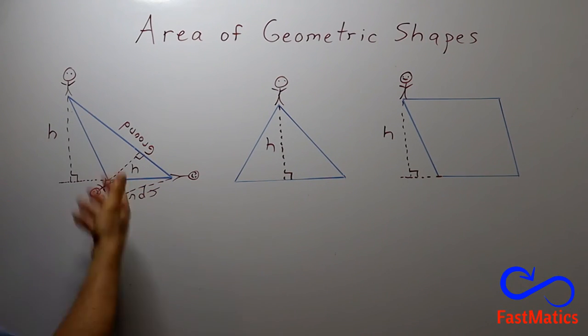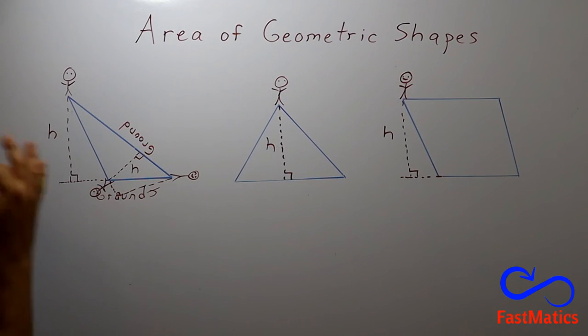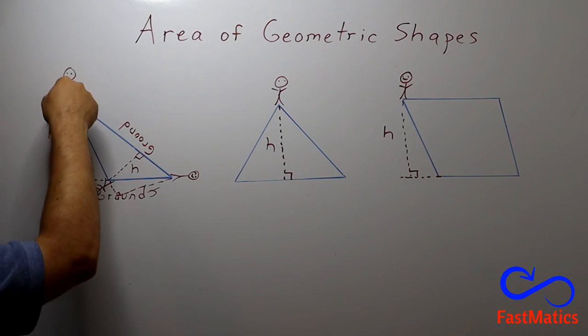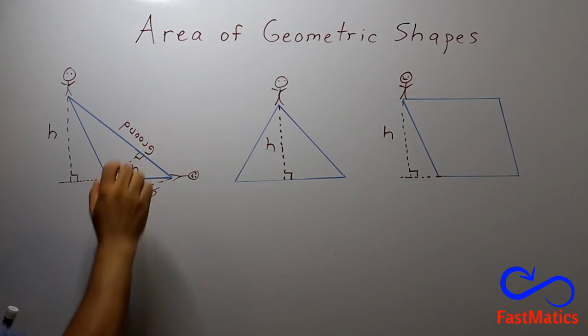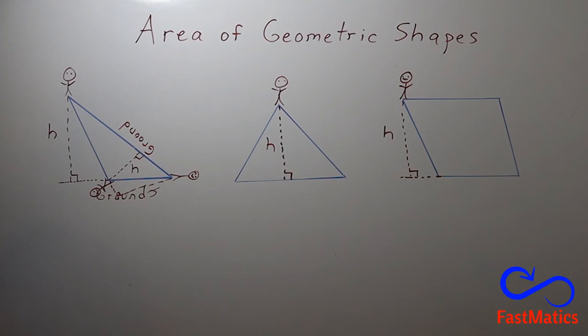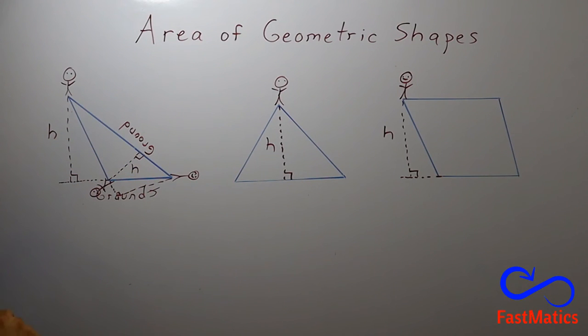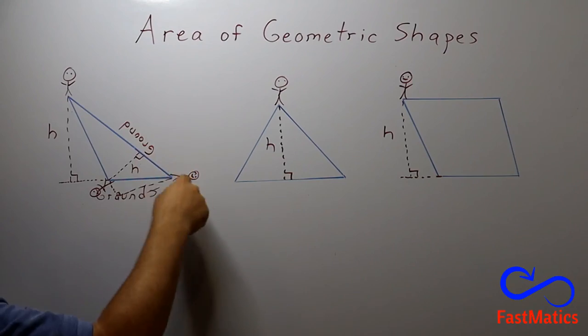And you can do that with all triangles. Each triangle has 3 heights. But no matter what height you are using, you are going to get the same answer, the same area. Because if you take this base with this height, you're getting the same as if you take this base and this height, and the same if you take this base and this height.